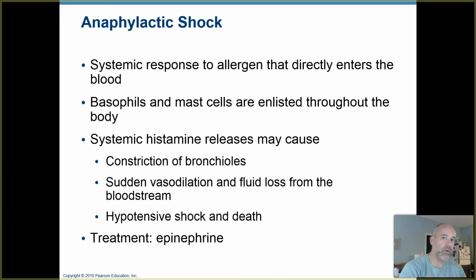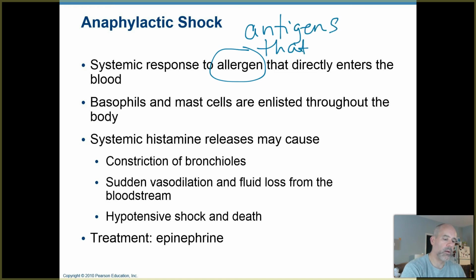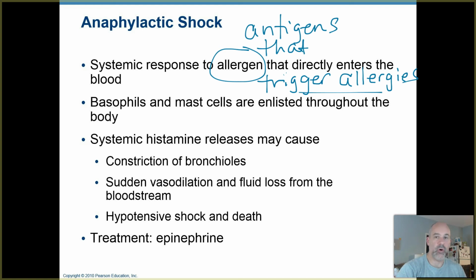Sometimes allergens are antigens that trigger allergies. Sometimes this can happen all across the whole body at one time, and that can lead to what's called anaphylactic shock. Now, we talked about circulatory shock at the end of chapter 19, and it's kind of a similar type of thing, and we talked a little bit about this before.